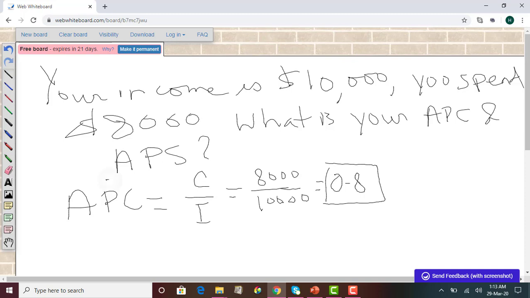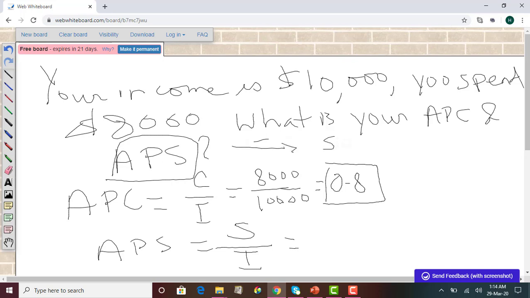Okay, and then I also asked, what is the APS in this case? So APS is given by, if you remember, go back to the slide and see, savings divided by your income. Now here, I did not give you any information on savings, but you can definitely deduce from the information that I gave you what your savings would be. If out of $10,000 you're spending $8,000, then what are you doing with the remaining $2,000? You're definitely saving the remaining $2,000. So in this case, your savings is $2,000. So that means your APS will be $2,000 divided by 10,000, which is your income, which is equal to 0.2. So that's your APS.